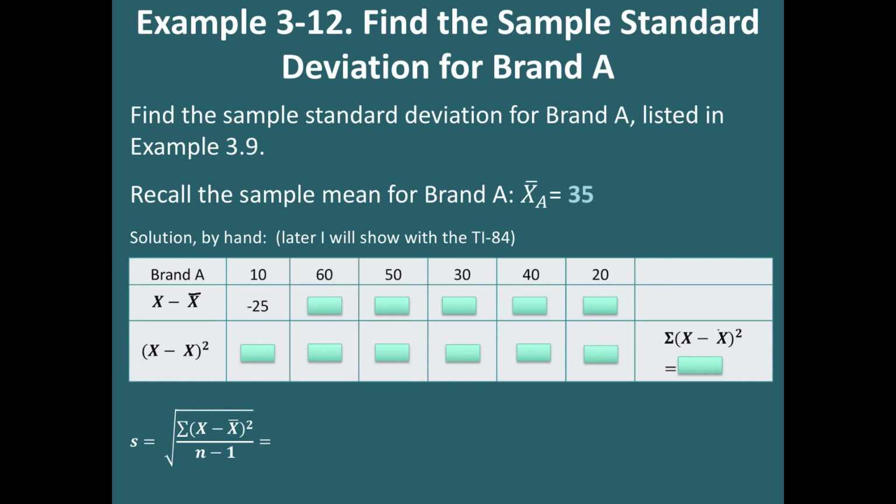So 10 minus 35 is negative 25. 60 minus 35 is 25. 50 minus 35 is 15. 30 minus 35 is negative 5. 40 minus 35 is 5. 20 minus 35 is negative 15. Now what we do is we're going to take each one of these values here and square them to get the next row. Squaring each of these values gives us the following.